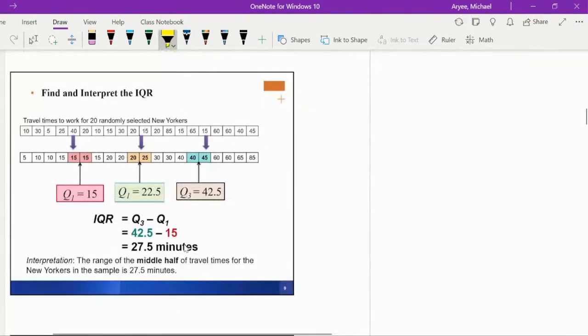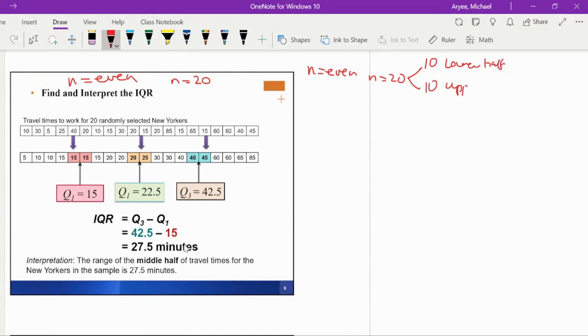Now, why don't we take a data set where n is even? So n is equal to even. All right, so in this case, n is 20. So let's see what we could do. Now, because n is even, in this case n is 20, you can have 10 for the lower half, and then you could have 10 for the upper half.